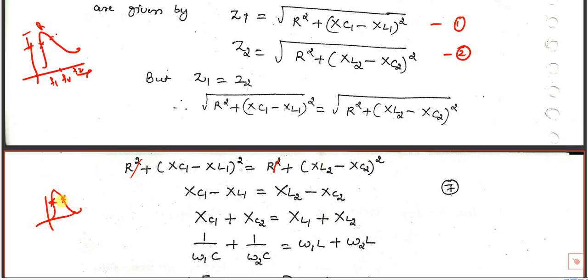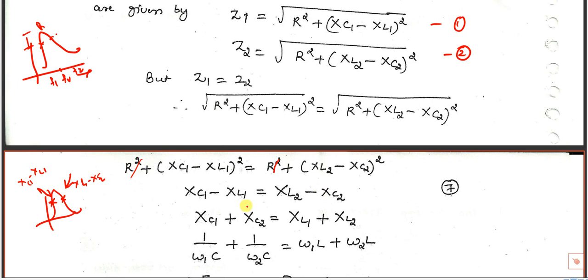That is the meaning at F1 and F2. At F1, Xc1 is greater than XL1. At F2, XL2 is greater than Xc2. So at F1 and F2, the difference of capacitive reactance minus inductive reactance is equal to inductive reactance minus capacitive reactance. So Xc1 minus XL1 is equal to XL2 minus Xc2.